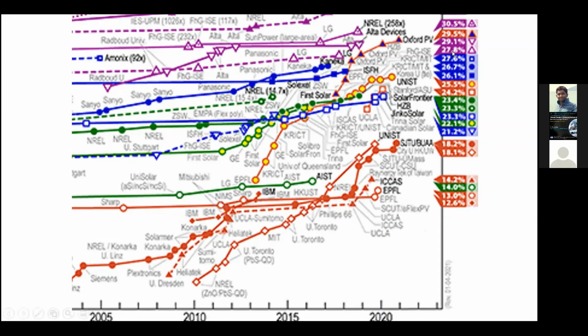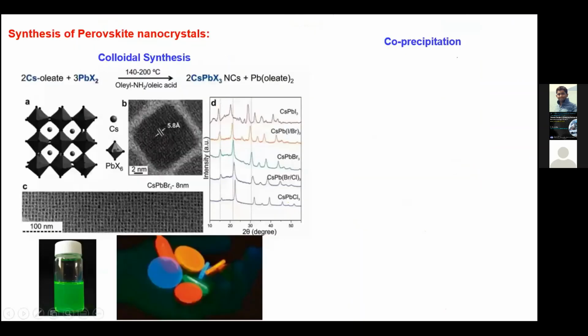Now we can have more than 29% efficiency from the perovskite-based solar cell. These are tandem perovskites, meaning we have silicon tandem with the perovskite materials. And here the yellow one is only the perovskite solar cell, but it is also quite high, almost 26% efficiency. But as I told, there is also another part.